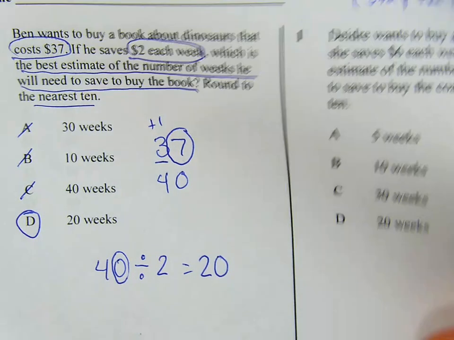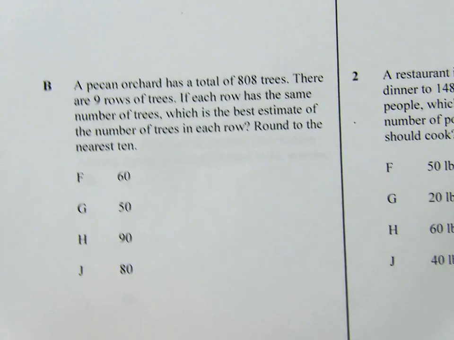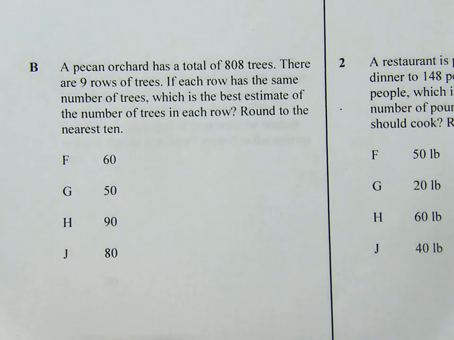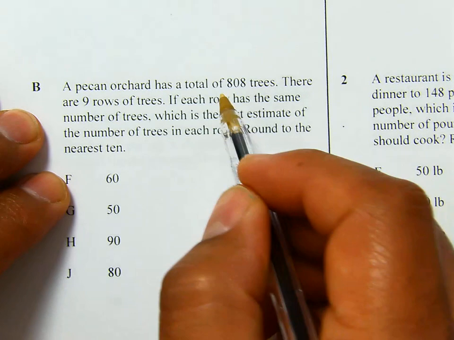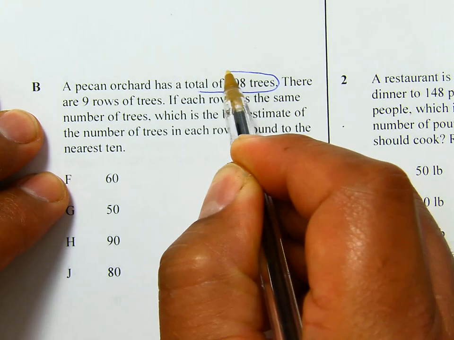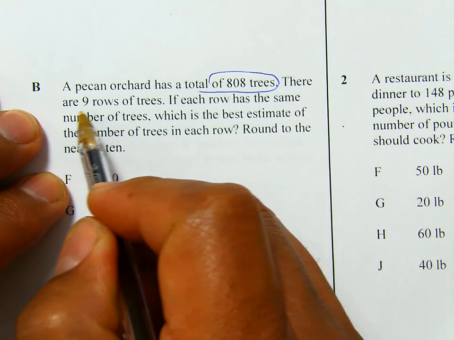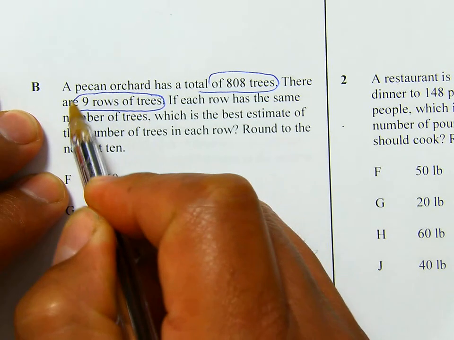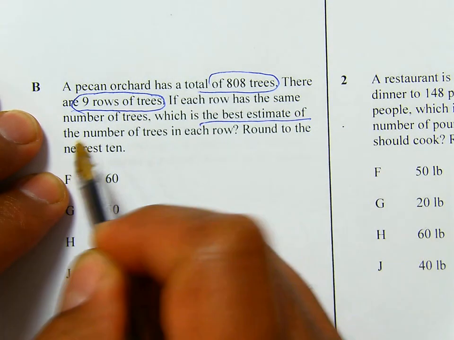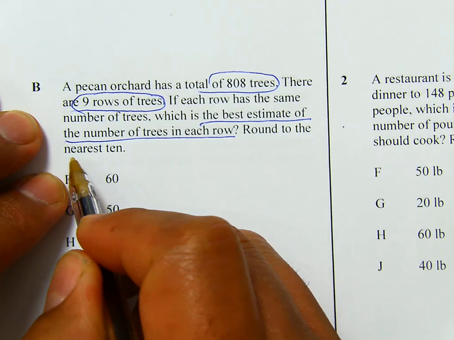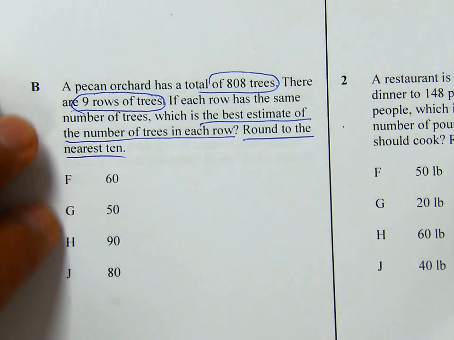Let's look at B. A pecan orchard had a total of 808 trees. There are 9 rows of trees. If each row has the same number of trees, which is the best estimate of the number of trees in each row? Round to the nearest 10. So we know there's a total of 808 trees, and there's 9 rows of trees, and we want to know the best estimate of the number of trees in each row. They want us to round to the nearest 10.